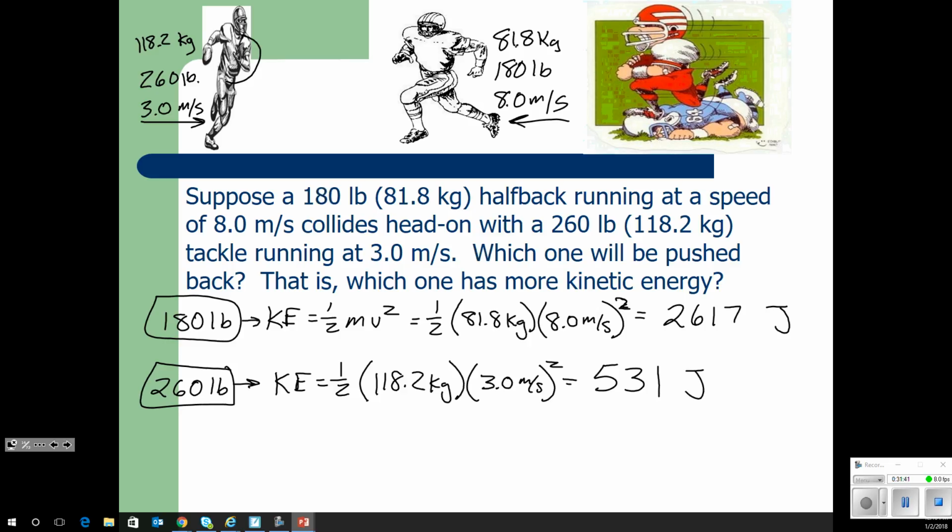Look at the difference in that. That's almost 2,100 and something joules, about, okay? So which one's going to push back? This guy's going to push this guy back, right? Even though the other guy's bigger. The reason why? He has more velocity coming at him. Okay, he has a higher velocity.